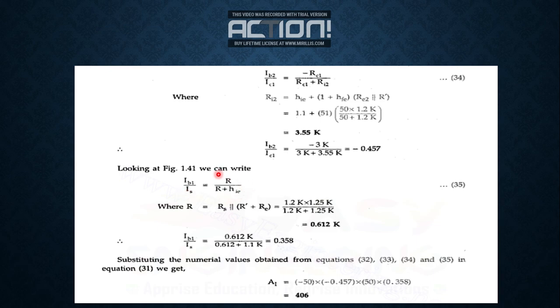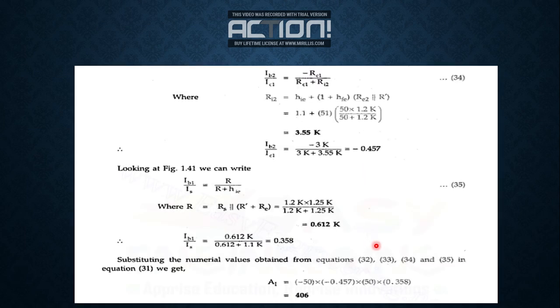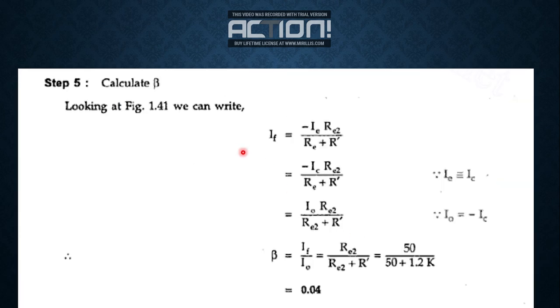For that also, we will use the current divider rule. In the same way, we will find that by simply multiplying all these values, we end up with the current gain. In the next step, we have to calculate beta. Beta is nothing but the feedback gain.